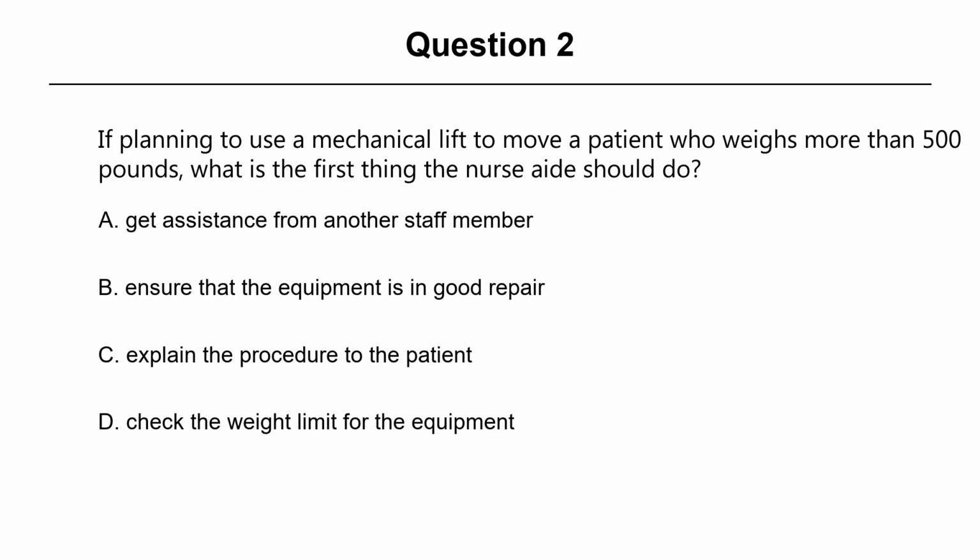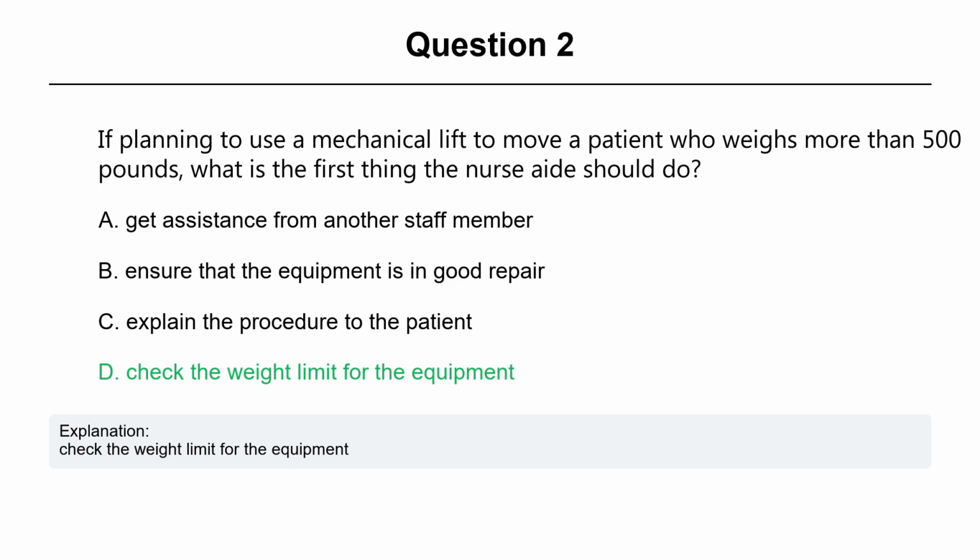Question 2. If planning to use a mechanical lift to move a patient who weighs more than 500 pounds, what is the first thing the nurse aide should do? Option A, get assistance from another staff member. Option B, ensure that the equipment is in good repair. Option C, explain the procedure to the patient. Option D, check the weight limit for the equipment. The correct answer is option D, check the weight limit for the equipment.